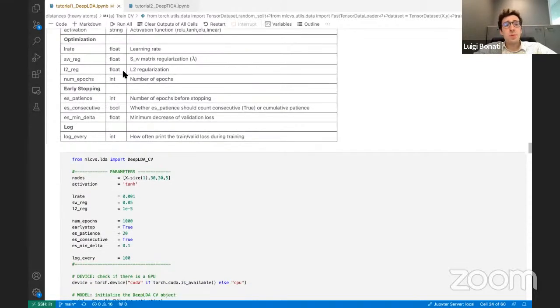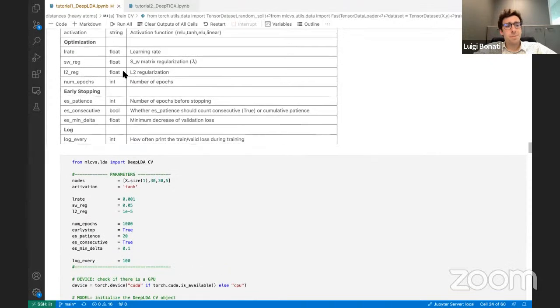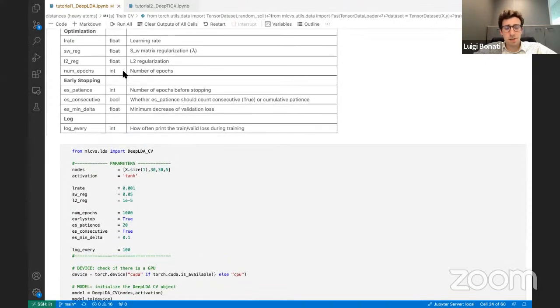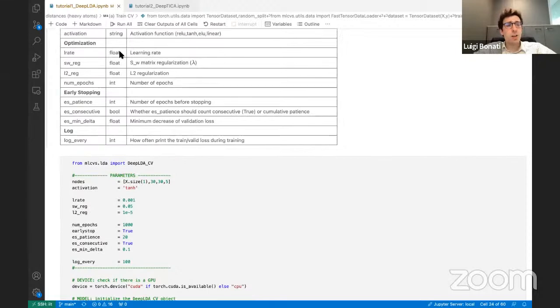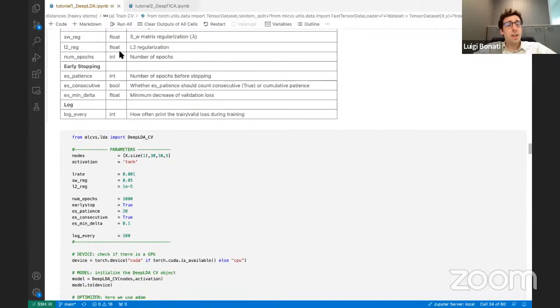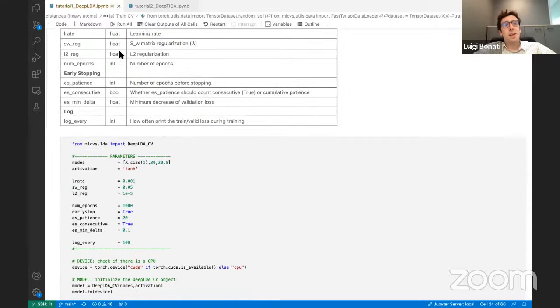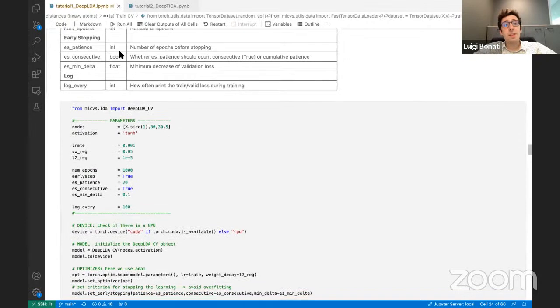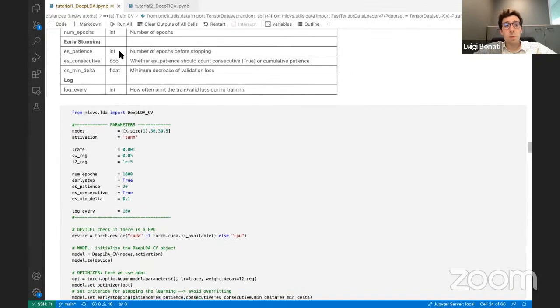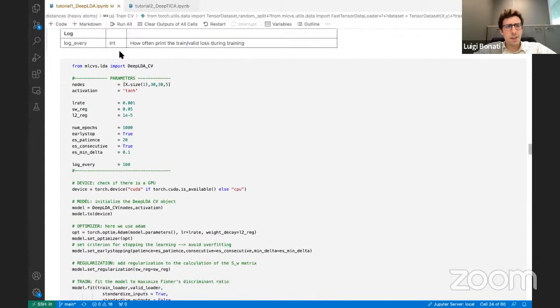Then we can specify a few hyperparameters regarding the optimization, such as the learning rate, the regularization, and the number of epochs, and also the parameter for when to stop the training.